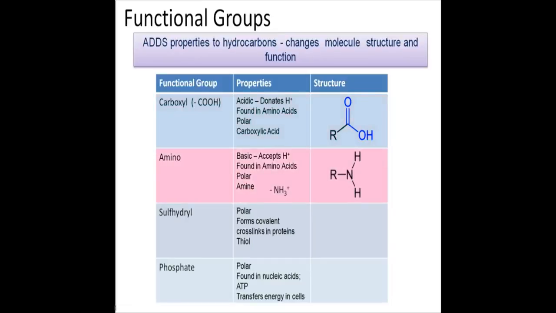Whereas the amino group, the other component of an amino acid, is basic. It can form NH3 positive. It is also known as an amine. So the amino group is basic. It can take on another hydrogen ion to form NH3+. It is polar and is also known as an amine group.